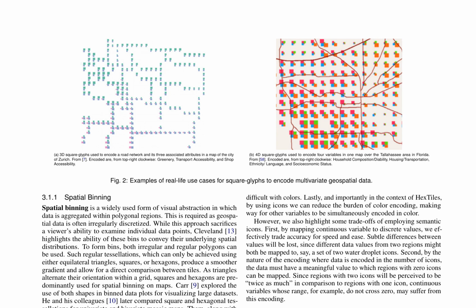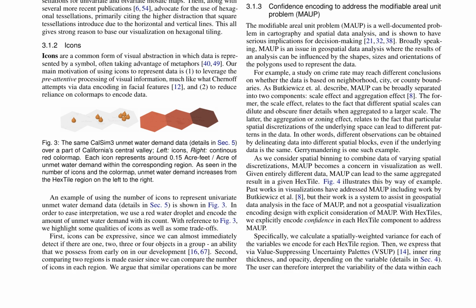The paper highlights the importance of visual abstraction in geospatial data visualization, including spatial binning and icons. Spatial binning is a widely used form of visual abstraction that aggregates data within polygonal regions. Icons are used to represent data, taking advantage of metaphors and reducing reliance on color maps. The use of icons can be expressive, making it easier to detect and compare data values. However, the paper also notes the trade-offs of employing semantic icons, including the loss of accuracy and the need for meaningful values to which regions with 0 icons can be mapped.